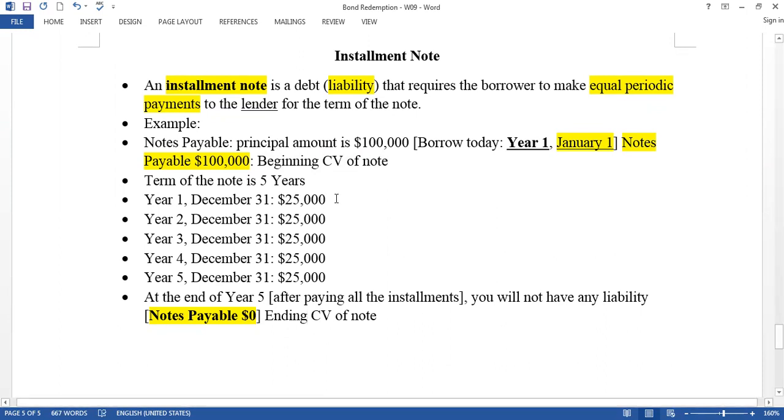So every equal payment here, whenever you pay $25,000, this money is the combination of two components. When you pay this money, $25,000, right? This payment includes two components. One is called principal amount, plus another amount is called interest expense.